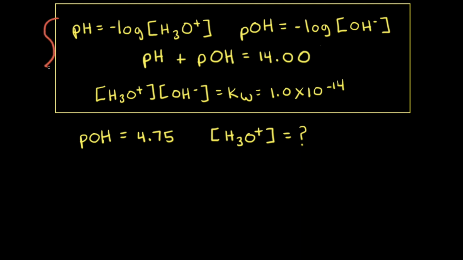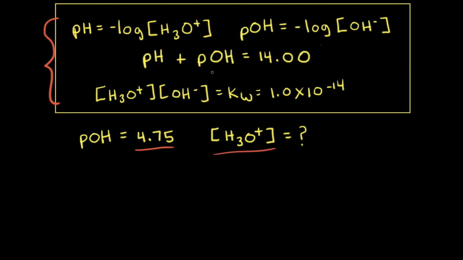Here's some equations that are often used in pH calculations. For example, let's say a solution is formed at 25 degrees Celsius and the solution has a pOH of 4.75, and our goal is to calculate the concentration of hydronium ions in solution, H₃O+.